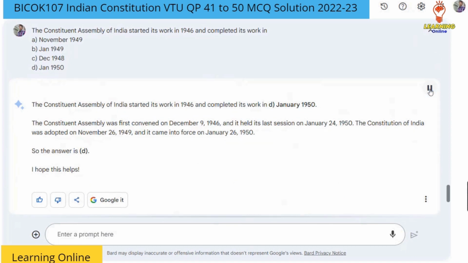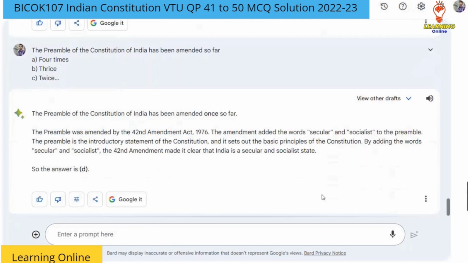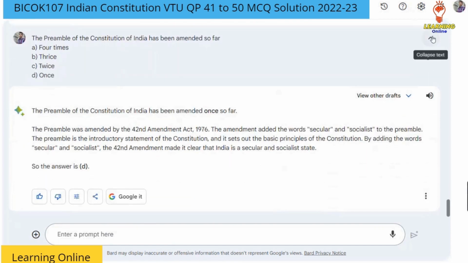The Constituent Assembly of India started its work in 1946 and completed its work in January 1950. The Constituent Assembly was first convened on December 9, 1946, and it held its last session on January 24, 1950. The Constitution of India was adopted on November 26, 1949, and it came into force on January 26, 1950. So the answer is D. I hope this helps.